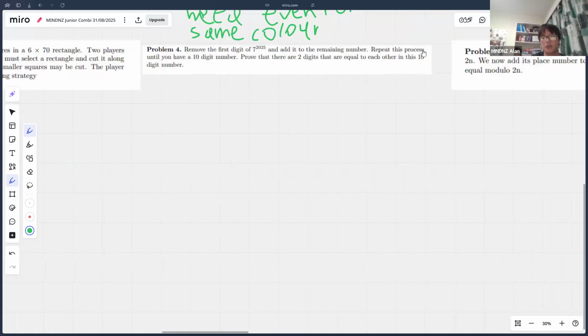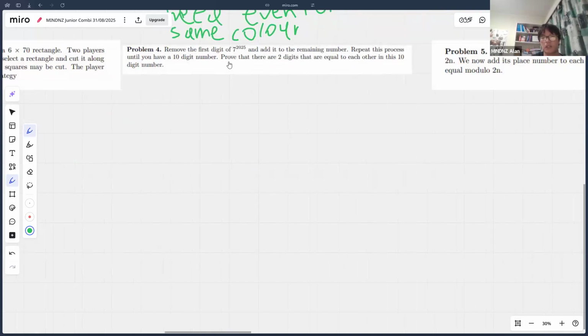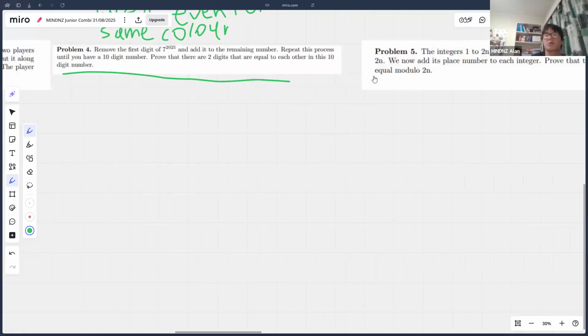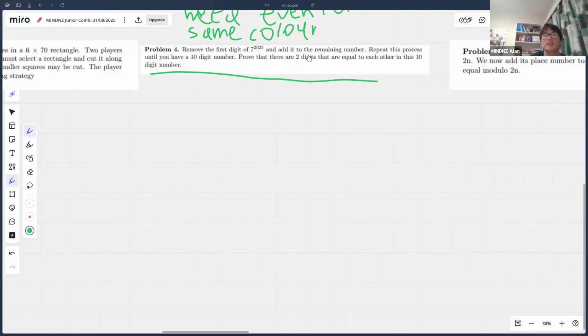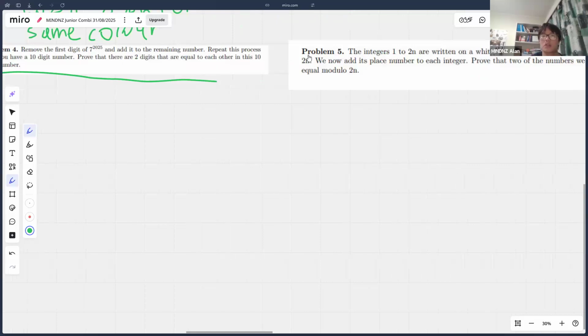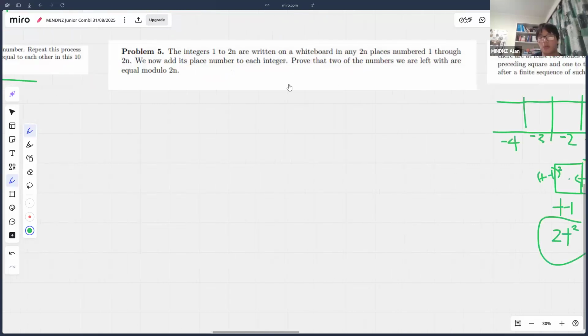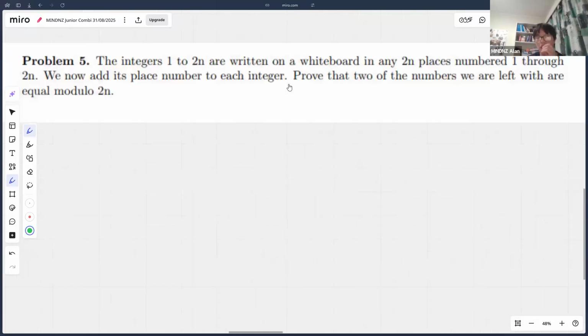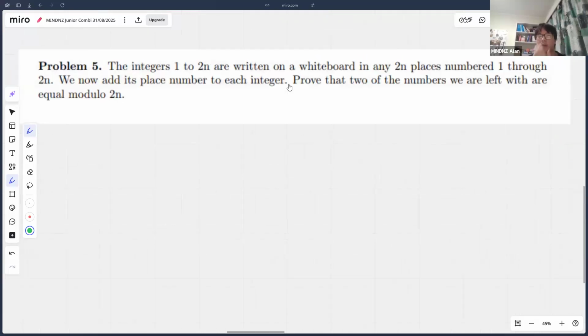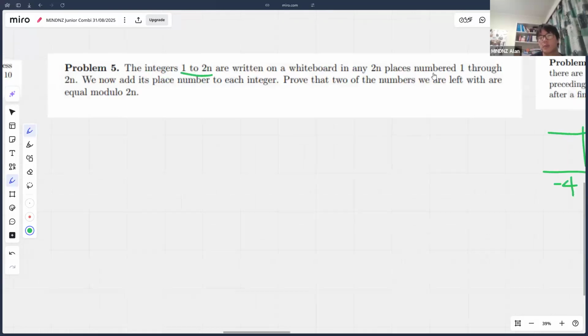And then this problem looks pretty hard, but when you play around with it with smaller cases or something, it's pretty simple. Well, you don't need smaller cases to deal with it. And then for this problem, we look at the total sum that's added and the total sum that was originally there. So originally we have 1 through 2n on the whiteboard, and 2n places numbered 1 through 2n.